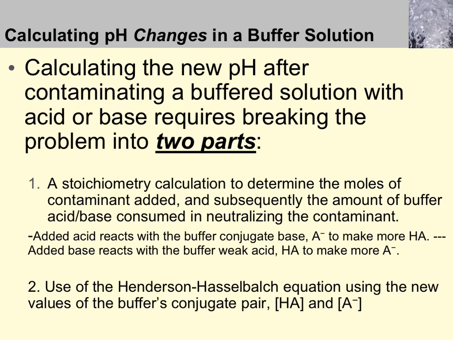All right, so now what if you have contaminated a buffer with an acid or a base? That means you have two calculations to do to solve the problem. The second and last calculation is what we've just done. That's using Henderson-Hasselbalch, which is the easier part for the most part. But before you can do that, you need to do a stoichiometry calculation, because think about it. If you have added a contaminant, you need to figure out first how many moles of contaminant you have added and how many moles of the buffer that contaminant has chewed up before you use Henderson-Hasselbalch.